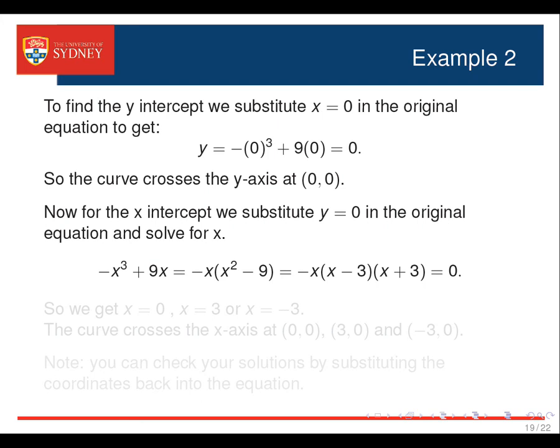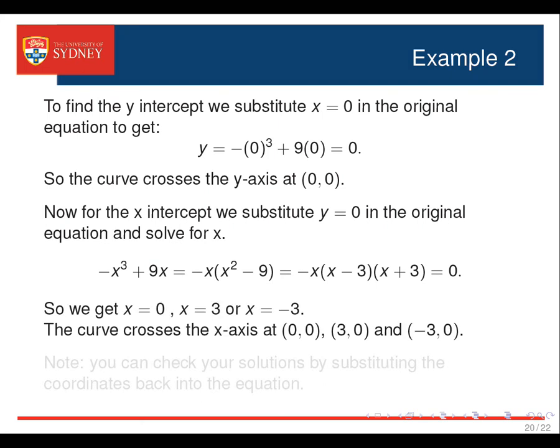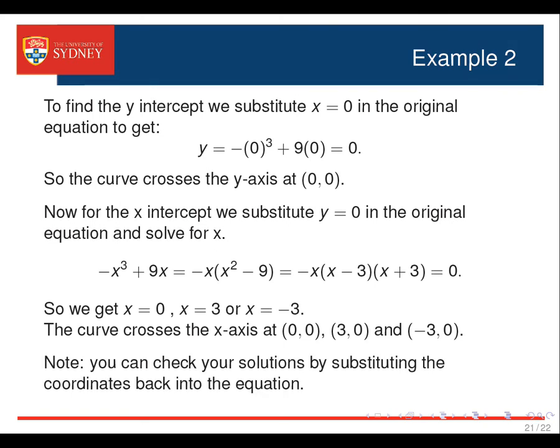Now for the x-intercept, we substitute y equals 0 in the original equation and solve for x. When factorized, the equation becomes minus x times (x minus 3) times (x plus 3) equals 0. So we get x equals 0, x equals minus 3, or x equals 3. Therefore, the curve crosses the x-axis at (0, 0), (3, 0), and (minus 3, 0). Note, you can check your solutions by substituting the coordinates back into the equation.